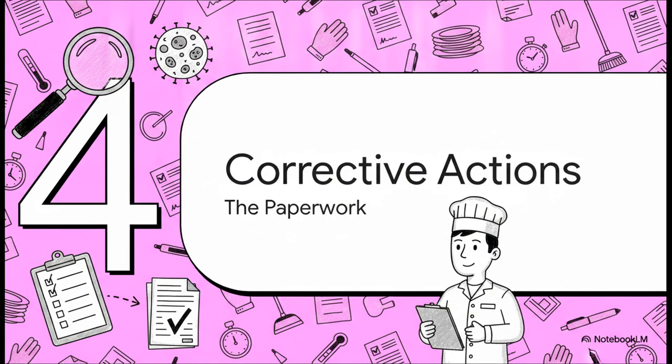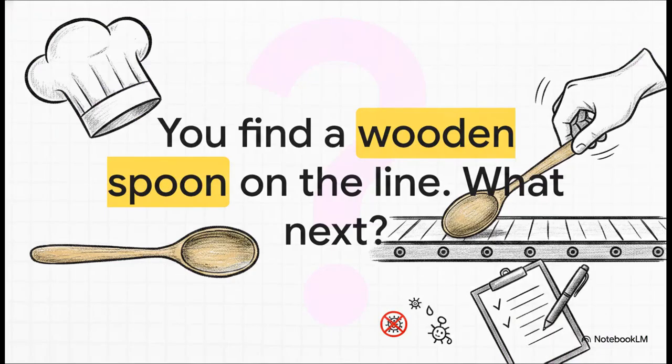Which brings us to Section 4, Documenting Corrective Actions, the paperwork. Look, in the eyes of a health inspector, simply identifying a hazard is only half the job. Let's use a scenario. During your morning sweep, you find a prohibited item, a difficult-to-clean, highly porous wooden spoon sitting right on the production line. What happens next? First, you remove it immediately, but it doesn't stop there. You have to generate a formal record of this non-conformance incident.